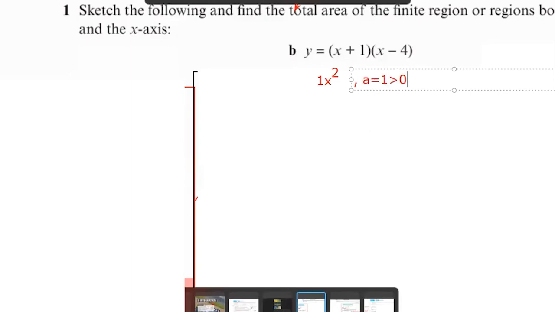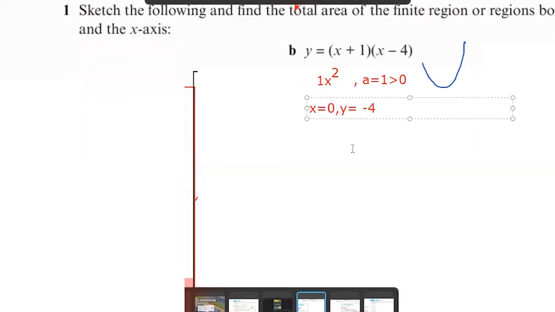And if a is positive, our curve is going to be a U-shaped graph. So here we go. We have a U-shaped graph. And what are the other bits of information that we need to sketch the graph? When x is equal to 0, we find that y is equal to minus 4. And when y is equal to 0, we have x is equal to minus 1 as well as x is equal to 4.